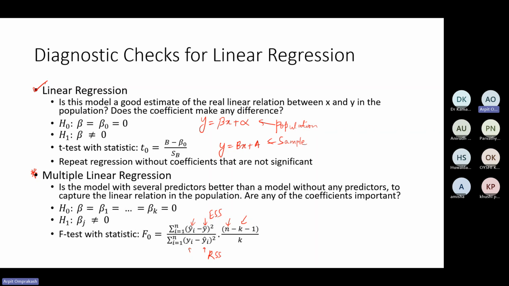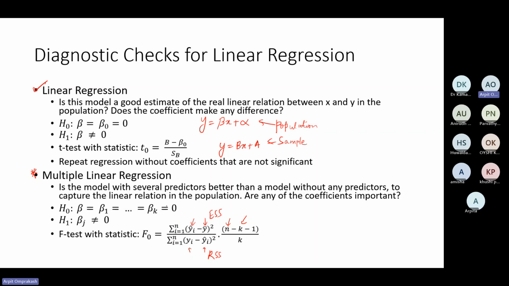Okay, so these are the tests. In the F test, if we get a value which is greater than the F statistic at our level of significance, what we are saying is that at least one of these coefficients has some relation with the variable that we are trying to predict. We don't know which one, but at least one of them.